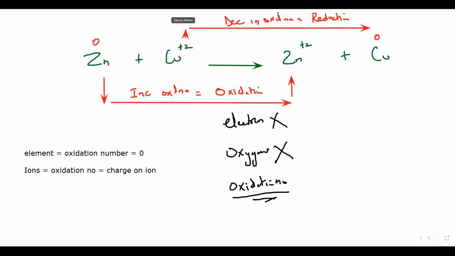As for zinc, the atom changes to zinc ion, so the oxidation number increases, and we call it oxidation. And for copper ion changing to copper atom, the oxidation number on the copper decreases. That's why we call this change reduction. Is this example clear? So why did we not use electrons or oxygen here? Because they were not given. So if electrons and oxygen are not given, then we work it out in terms of oxidation number.